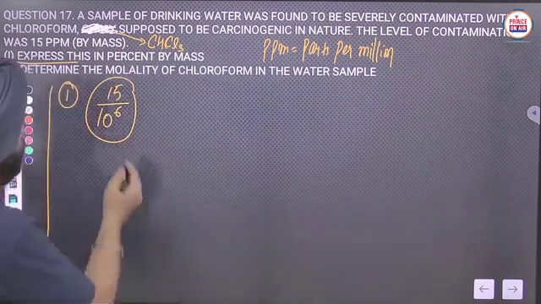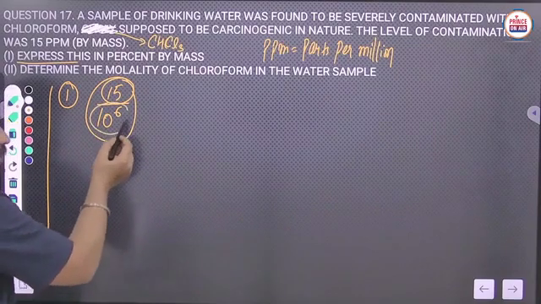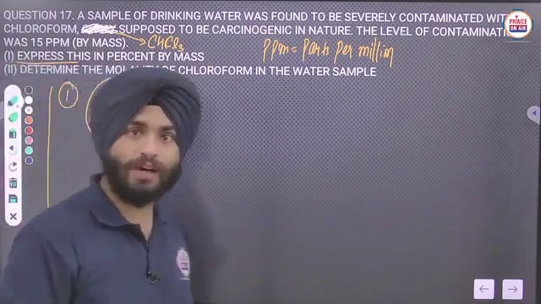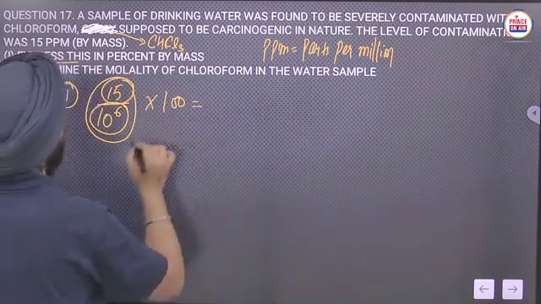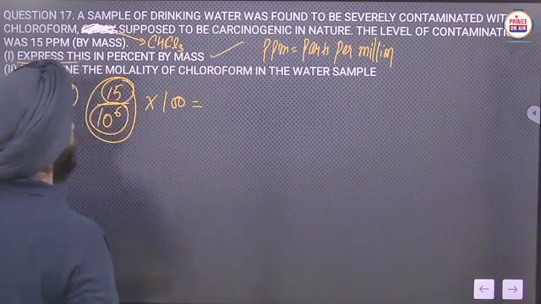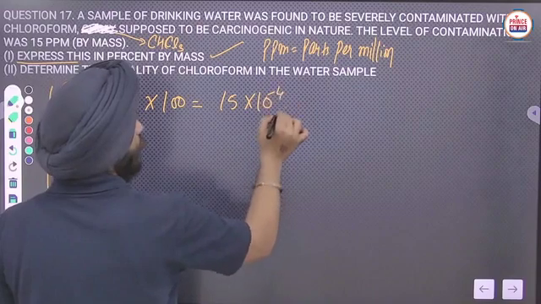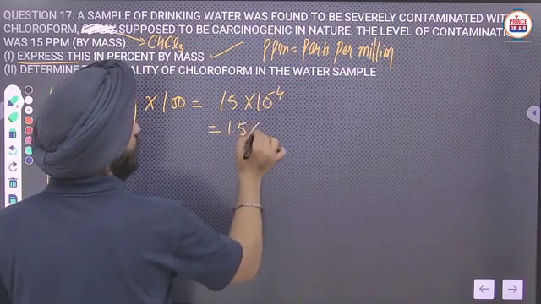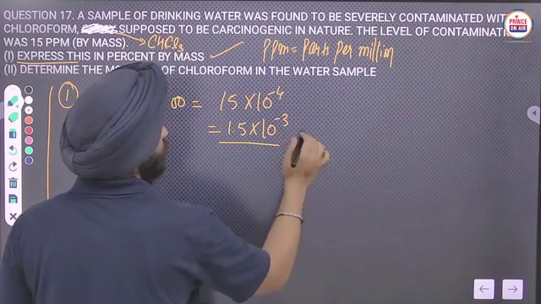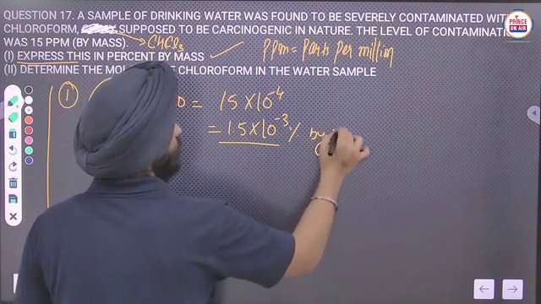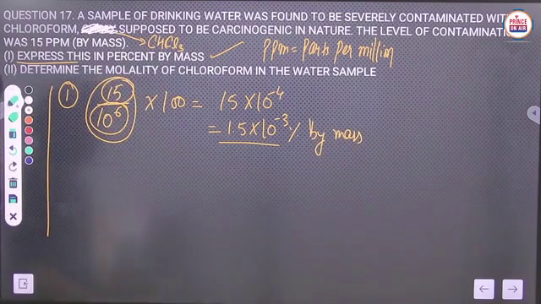So this is the given mass of chloroform in the given sample. The total sample mass you can suppose 10 raised power 6 gram, and just multiply it by 100. In that way you get that value in percentage form. So that value comes out to be 15 into 10 raised power minus 4, or you can say 1.5 into 10 raised power minus 3 gram percent by mass. Clear? Simple question it was.